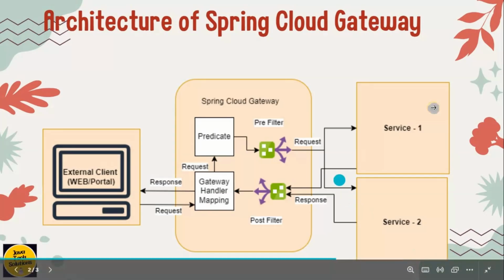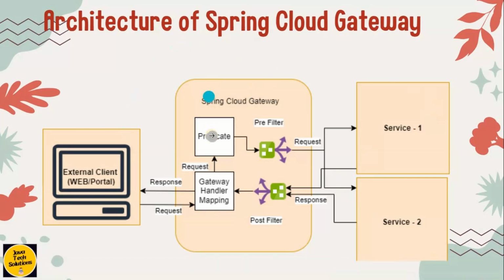So think about the architecture of this Spring Cloud Gateway. First, the request comes into the gateway handler, then based on the predicate and some conditions it goes through the predicate, and then we can apply some pre-filter before sending the request to the microservice. Then it returns the response back to the API gateway, and then it responds to the external client. So this is the overall architecture of Spring Cloud Gateway.